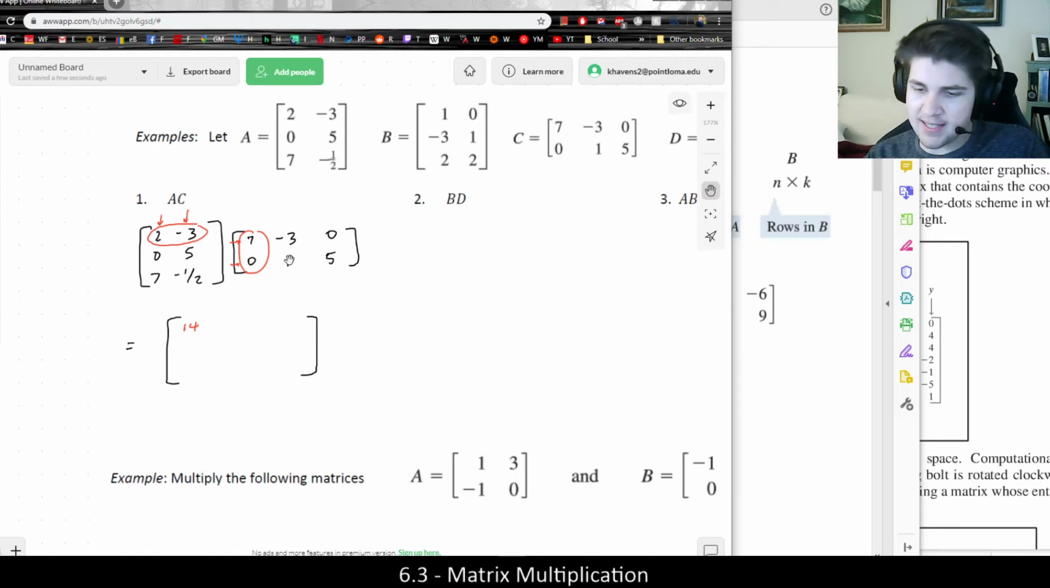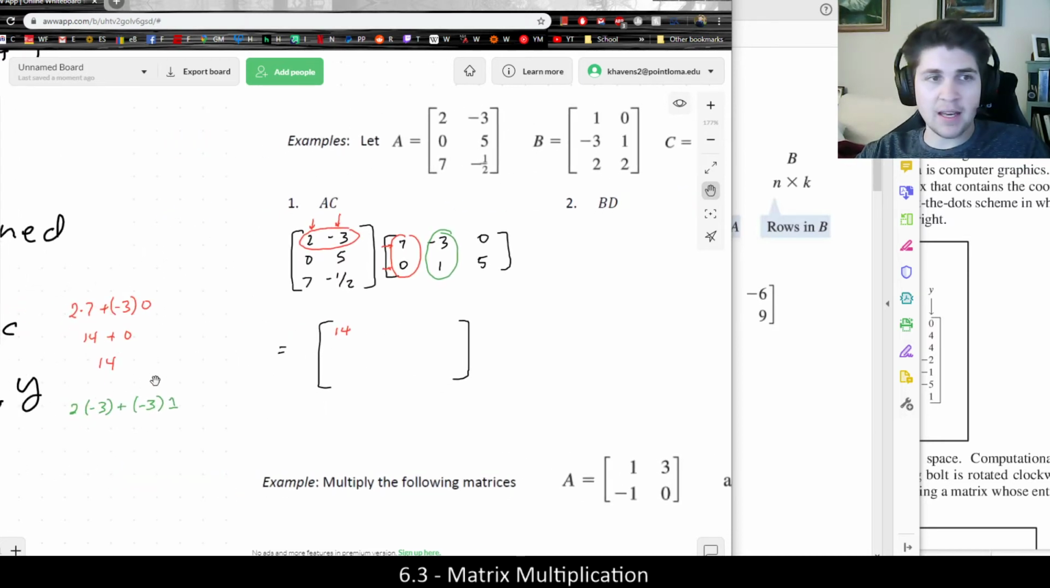Now moving on, we kind of go through the entire matrix. We just did the first row into the first column. Now we see, what about the first row into the second column? We do the same exact math. The inner product of those would be 2 times -3 plus -3 times 1.